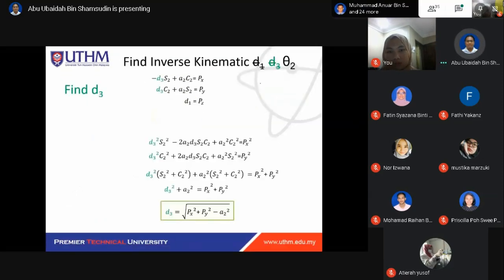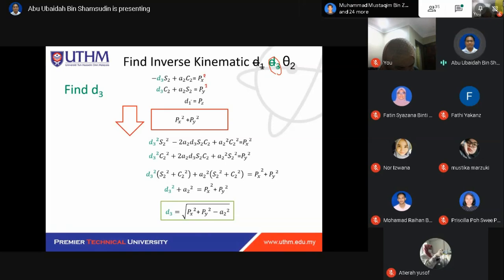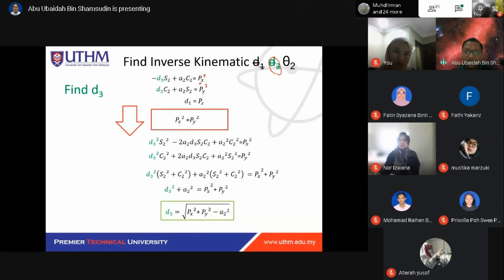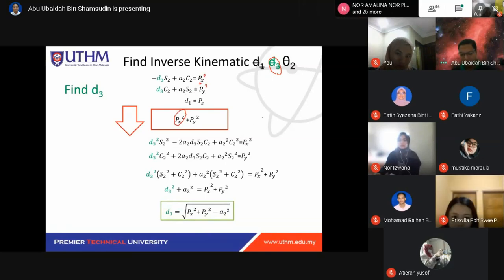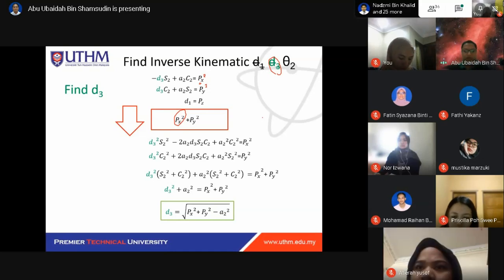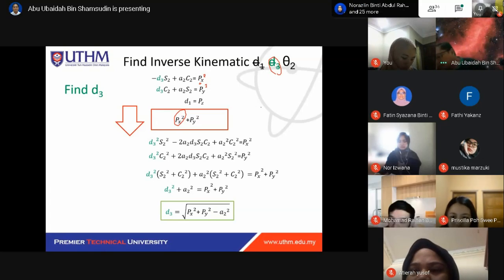Next, we want to solve d3. To solve d3, if you remember, what we need to do is we need to power Px by 2, Py by 2. So then we can either plus or minus between these two equations to minimize it. Okay, let's do this first. Let's power by 2 x. So I hope everyone is doing together with me.